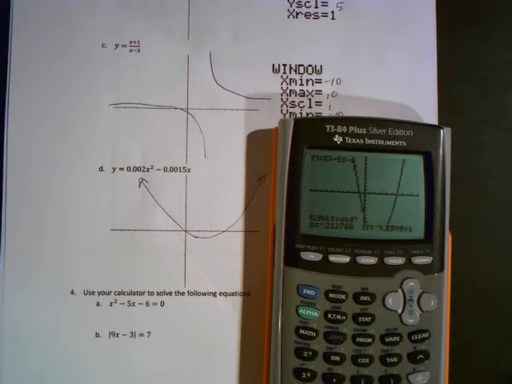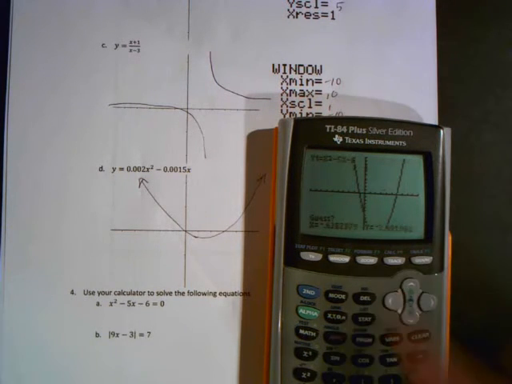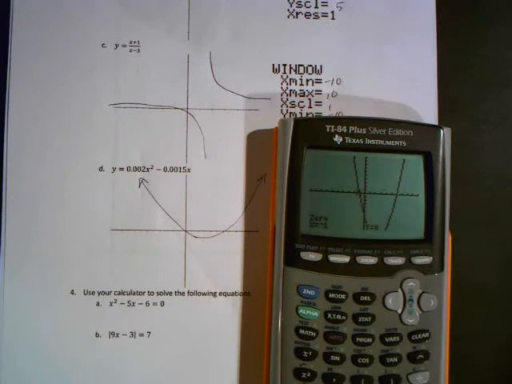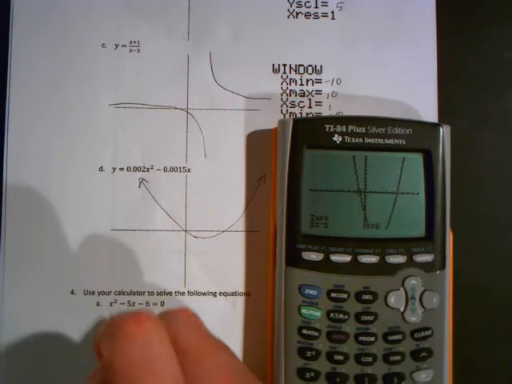I hit enter, and then it asks for a guess. I get close, I hit enter, and it does indeed tell me x equals negative 1.